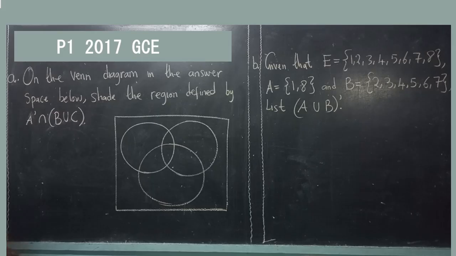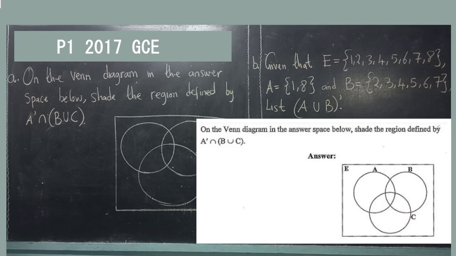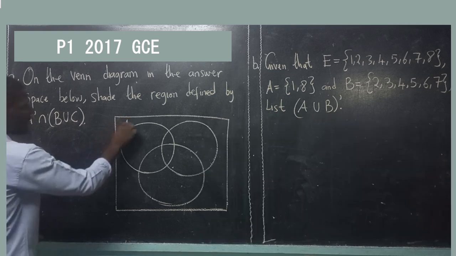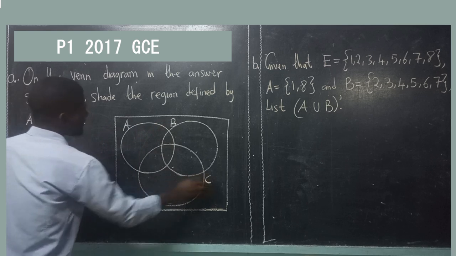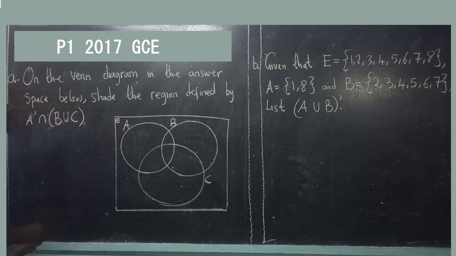The first question under paper 1 GCE sets says, on the Venn diagram in the answer space below, shade the region defined by A complement intersection B union C. So this is our A, that's our B, that's our C, the universal set there. And so let us shade that.